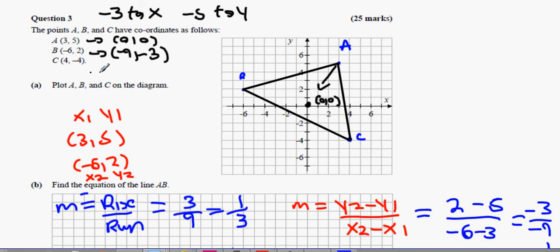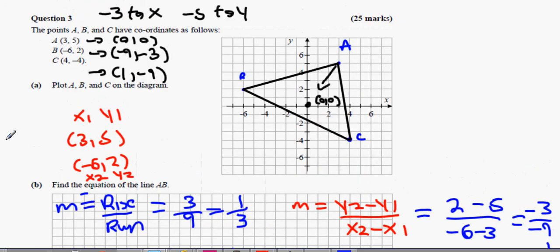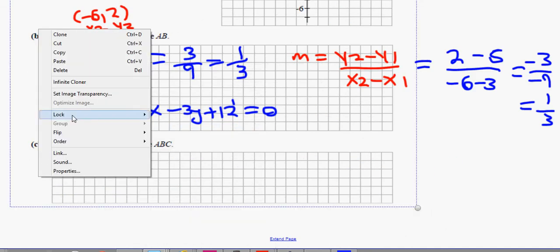So, minus 9, minus 3. Minus 3 to x brings it to 1. And minus 4, minus 5 gives you minus 9. Now we know that all 3 points are correct, okay? So when we do that, we can now use these 3 points here. These 3 points are going to be used to find the area of the triangle ABC.